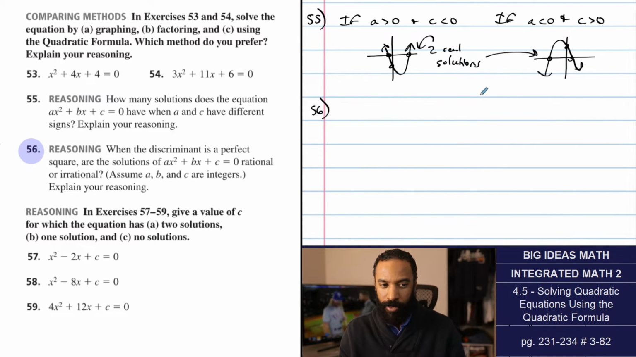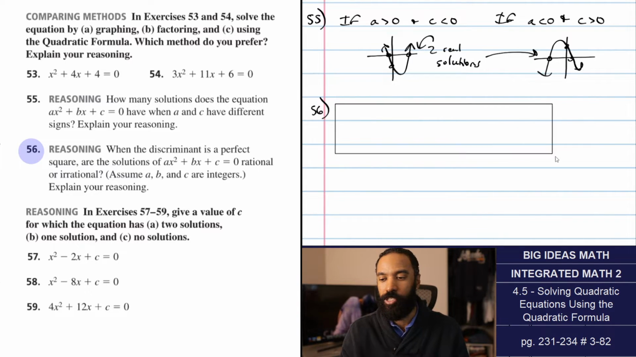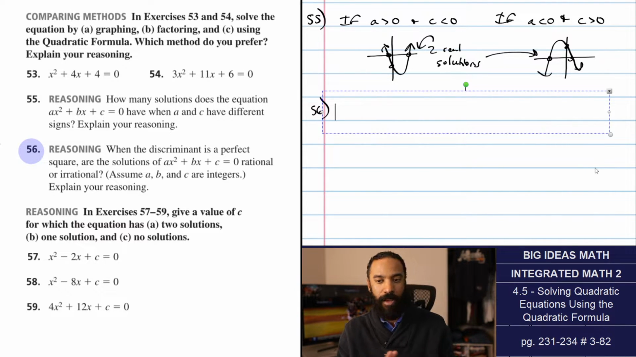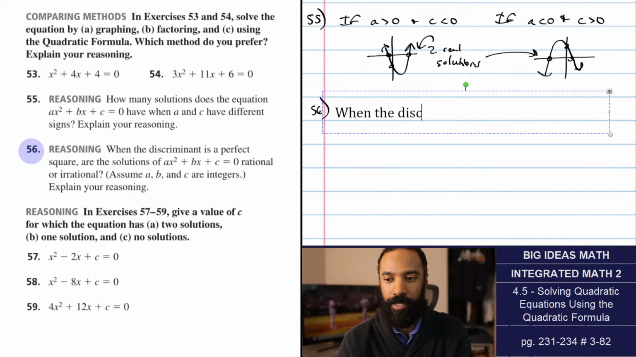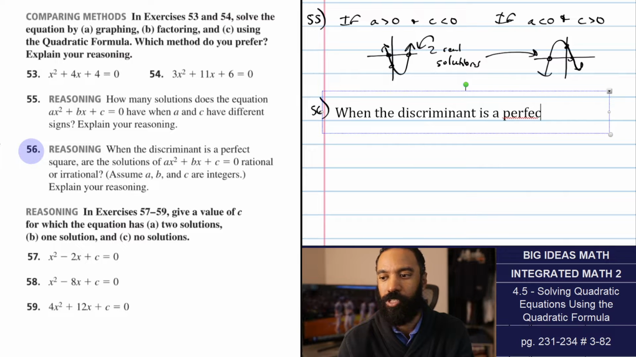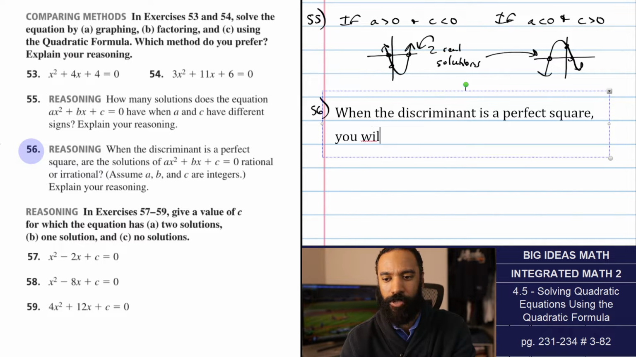When the discriminant is a perfect square, are the solutions of ax squared plus bx plus c equals 0 rational or irrational? Explain your reasoning. I've been answering this all day. Perfect square meaning obviously it has to be positive. I like that it's an exploration here, but it should be taught. When it's a perfect square, you will have rational solutions.